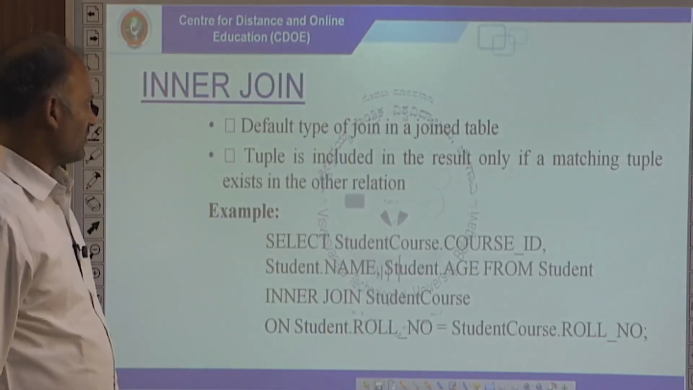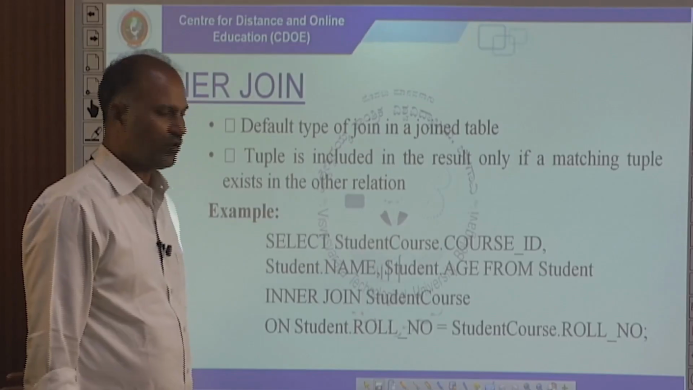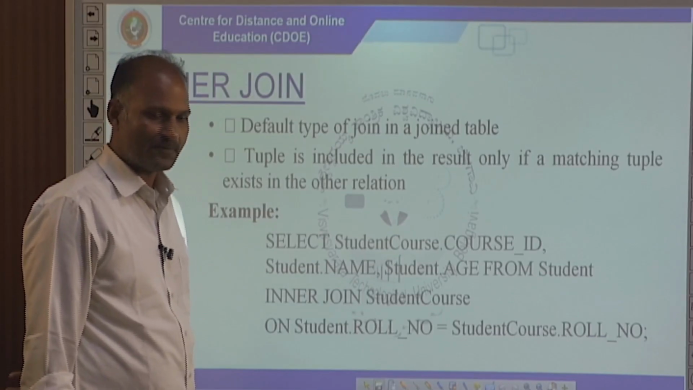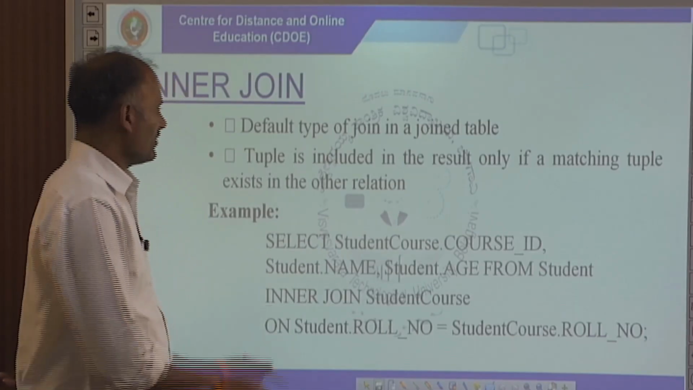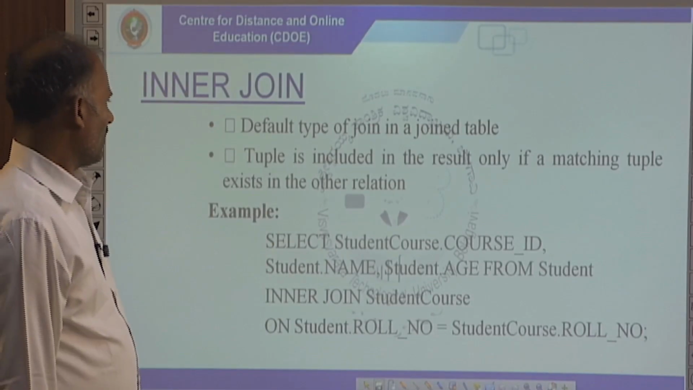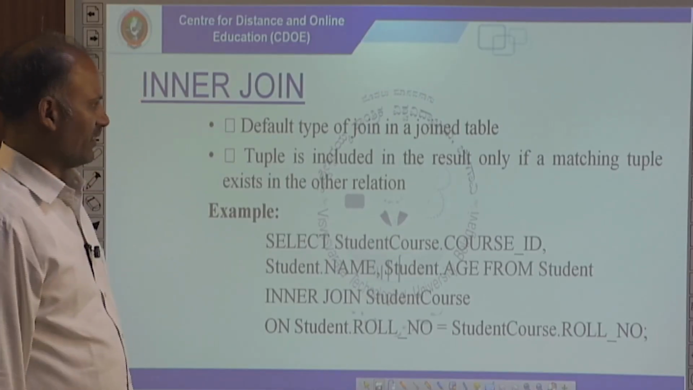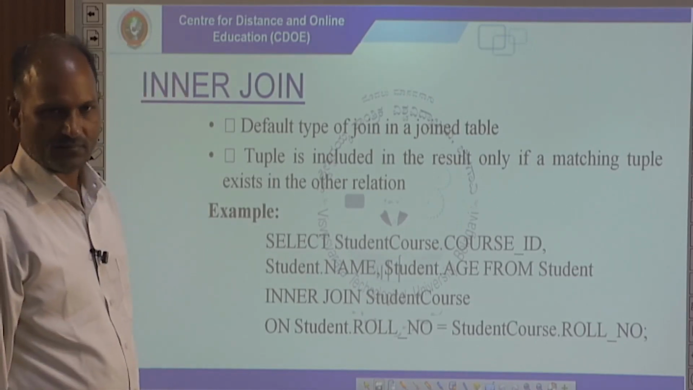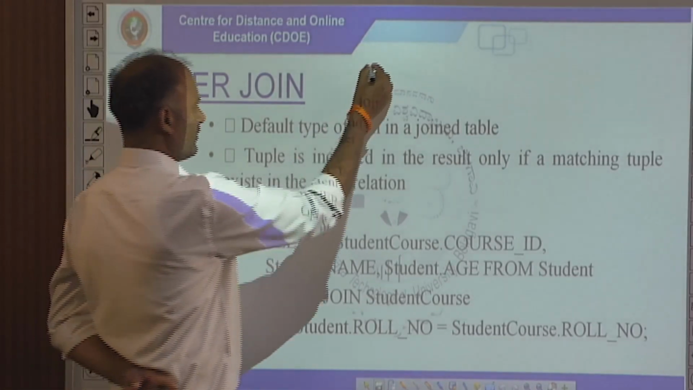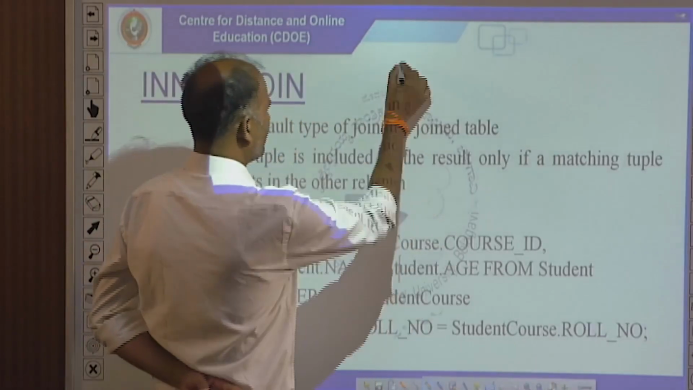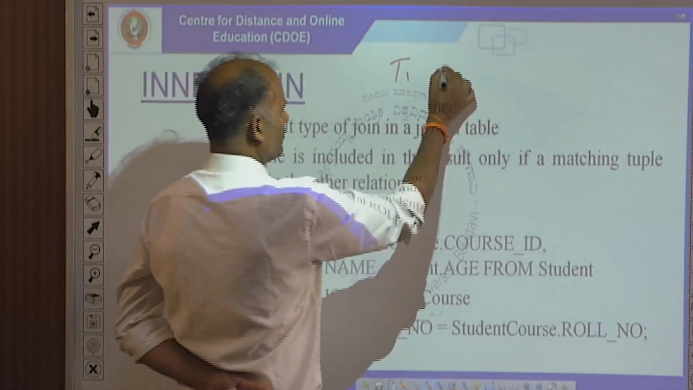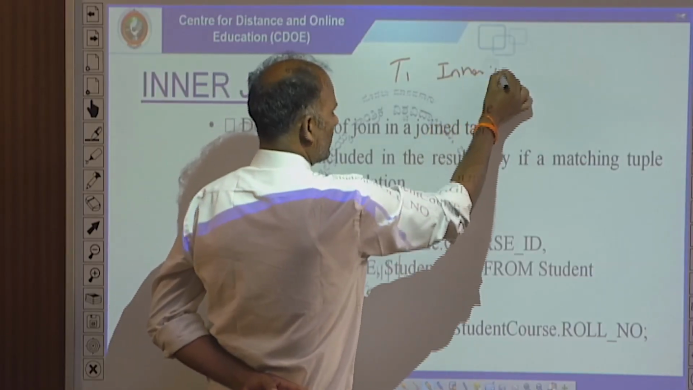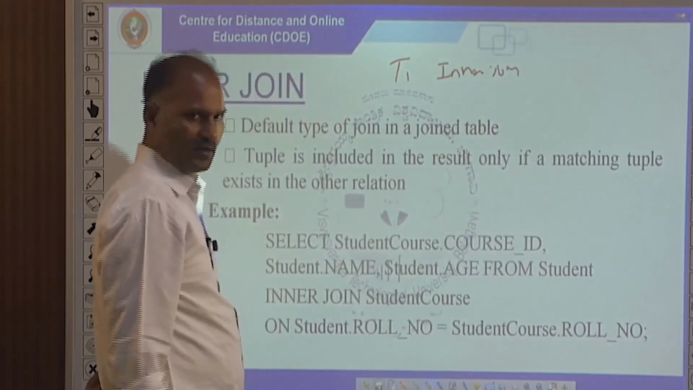Inner join is the default type of join. The default join that we use in SQL. With an inner join, a tuple is included in the result only if the matching tuple exists in the other table. Inner join works on two tables, say for example table 1 join table 2.